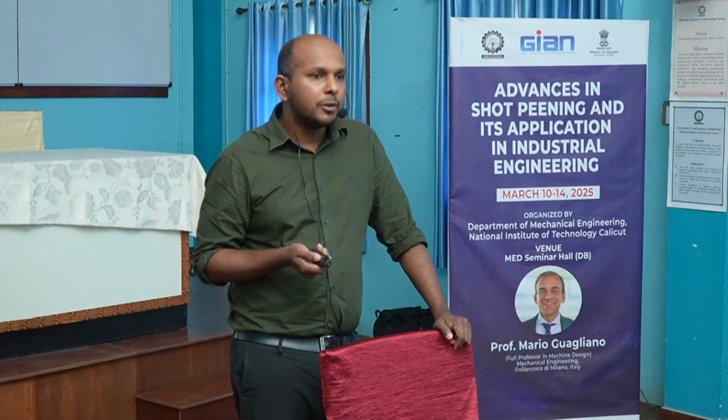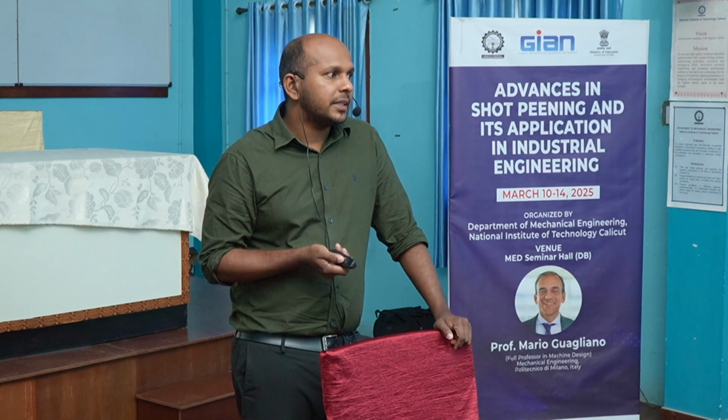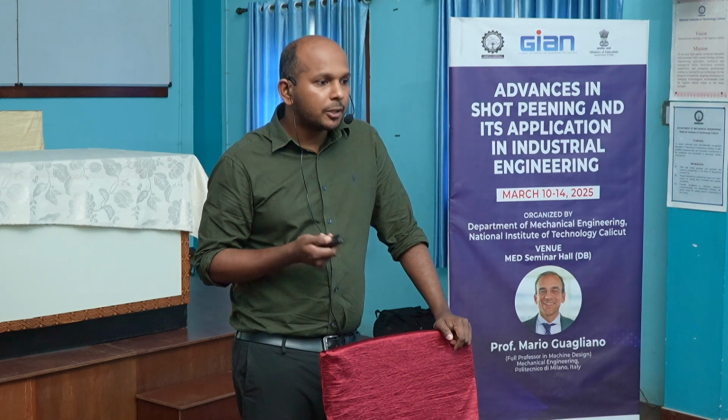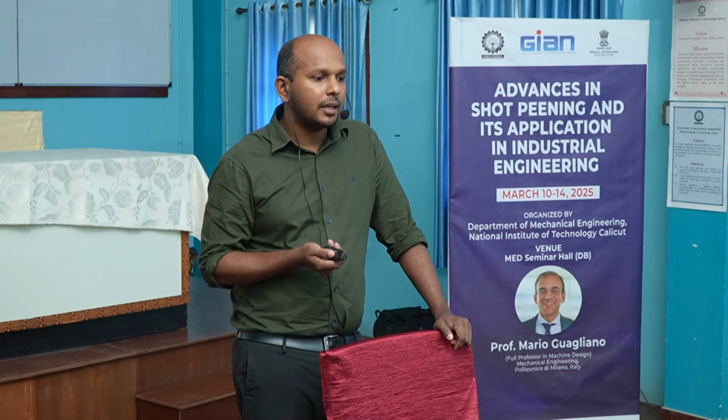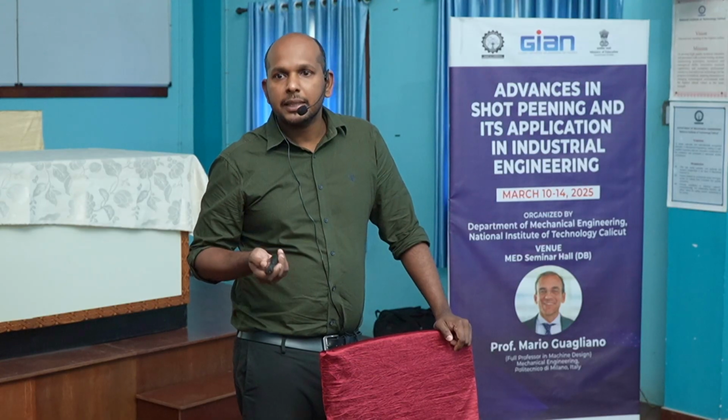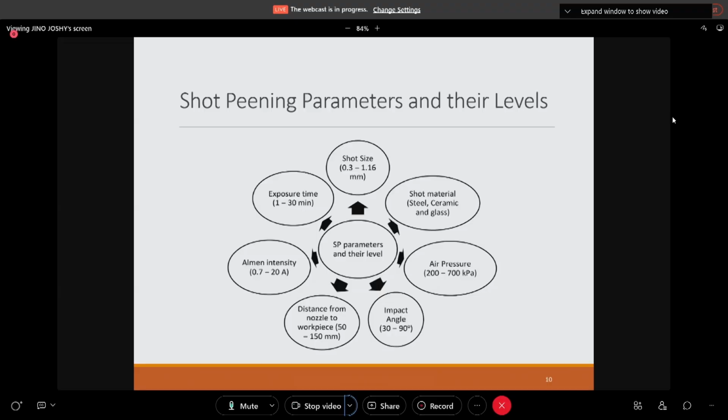And there is one more term, the surface ratio. What is the ratio of pores to the total surface? That is also an important parameter. Then there is exposure time, then impact angle, air pressure. All these parameters finally affect the properties of the shot peened surface.